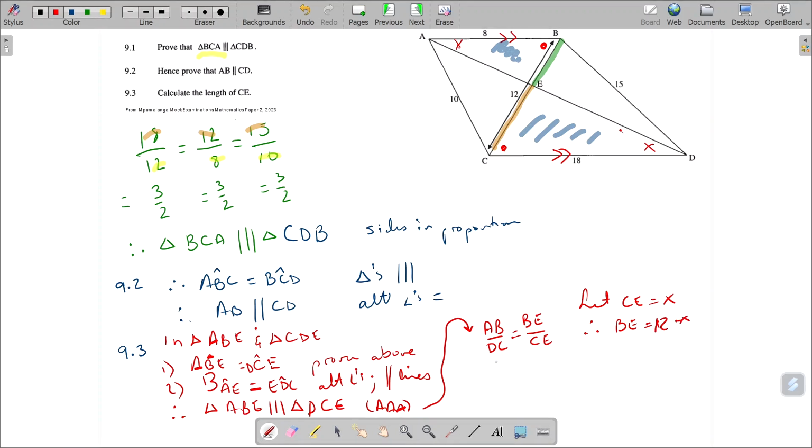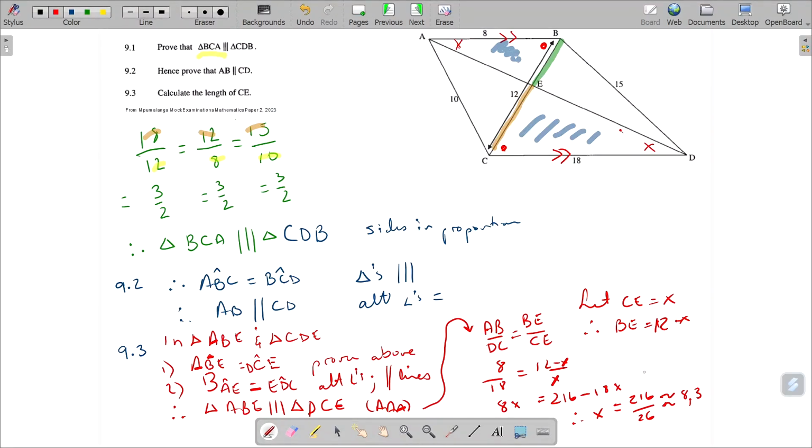So what I have now is, if I substitute back in the values, I've got 8 over 18 equals 12 minus X over X. If I cross multiply and sort out my things, I get 8X equals 216 minus 18X. And it will follow, hopefully you'll get there, that X will equal 216 over 26, which is approximately equal to 8,3. And again, we have then solved for the length of CE. You could leave it as a raw fraction, 108 over 13. You can't simplify any further than that. Or you could write it down as a fraction to 2 decimal places as per the exam instructions.